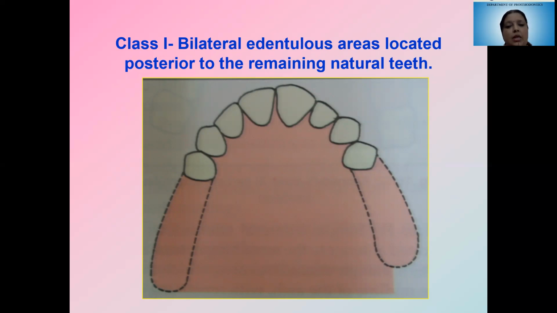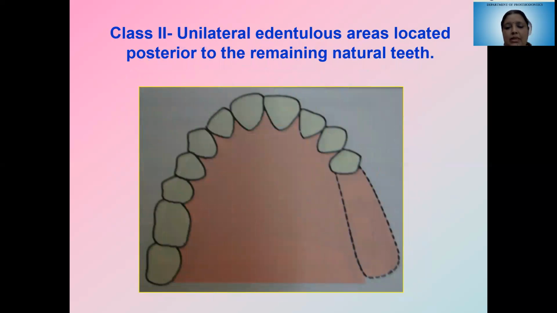Class 2 is quite similar, but it is just unilateral. Unilateral edentulous area located posterior to the remaining natural teeth. All the missing teeth are on one side of the arch and they are posterior to the remaining natural teeth.